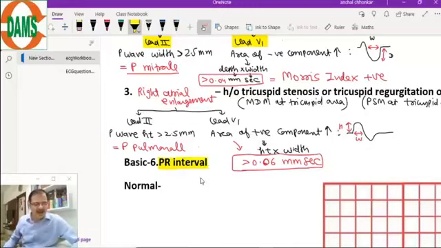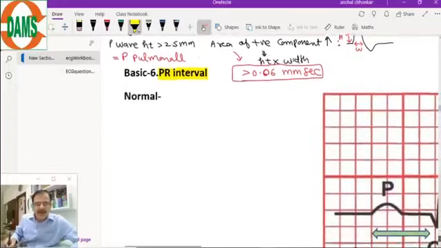Next is the PR interval. The sawtooth P wave we will be discussing later on. That will be in atrial flutter. Now come to the PR interval. So first we should understand how to calculate a PR interval.